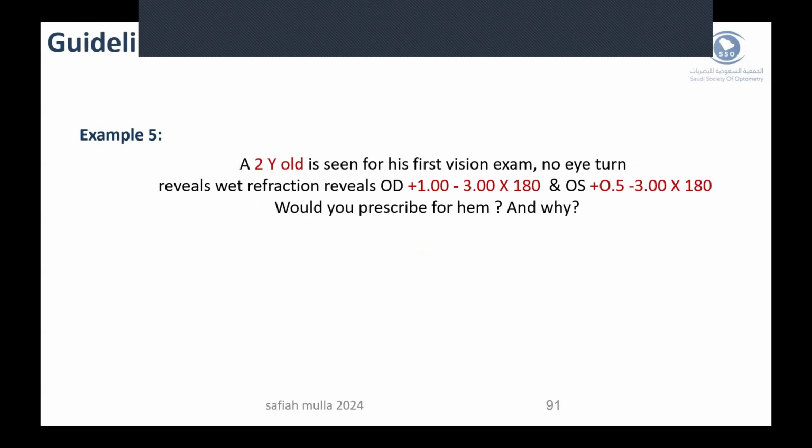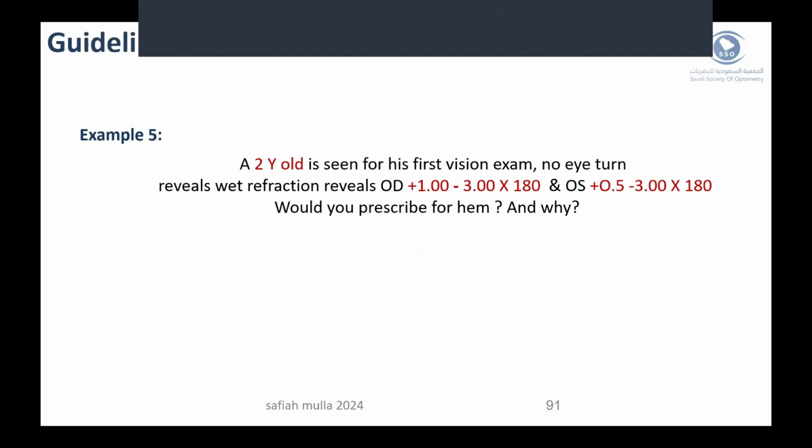So at 2 years old, seen again for the first exam, no eye turn, refers with refraction, and we find that she has astigmatism, so +1 diopter hyperopia with -3 astigmatism. The other eye +0.5 and -3 astigmatism. So what would you prescribe for him and why?